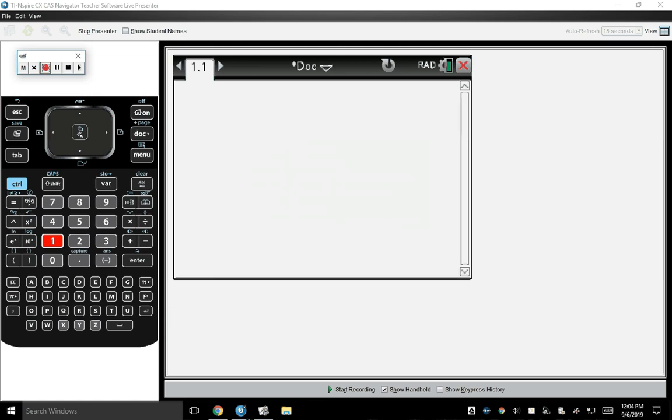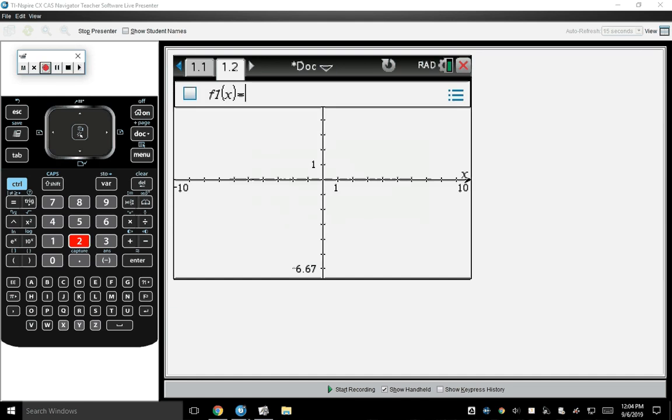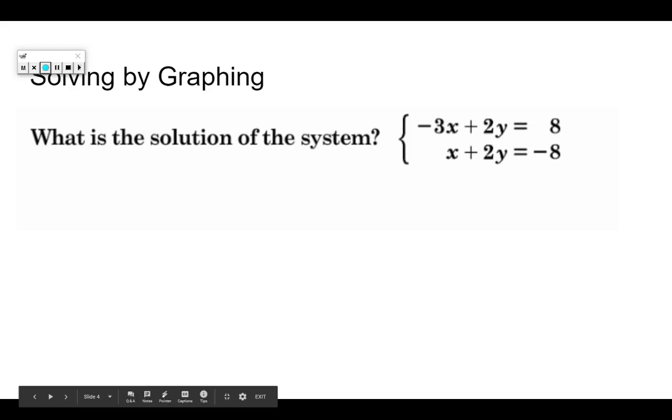In good habit, we will do Control Doc, and we're going to add, by pressing number 2, a graphing page. I'll tell you right now, graphs are cool. They're very beneficial. I, for one, don't necessarily use graphs. There are other things that I use that will find things quickly, and I will show you in just a bit. But we're going to start off with these equations that we just had. We're going to graph them.